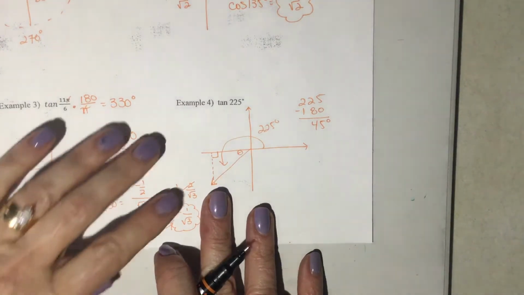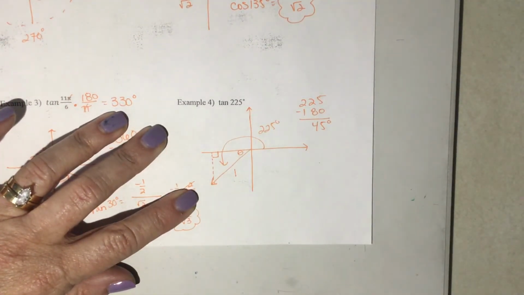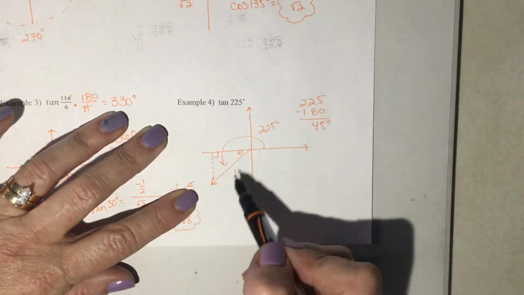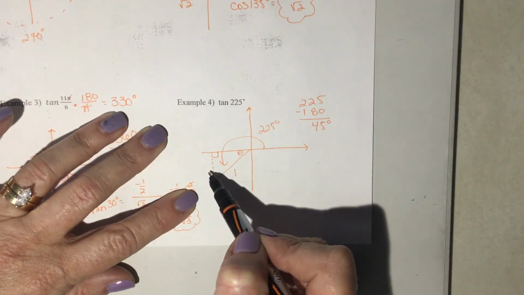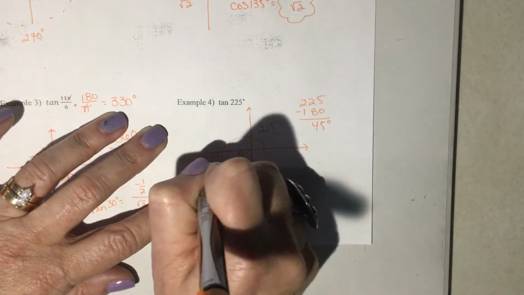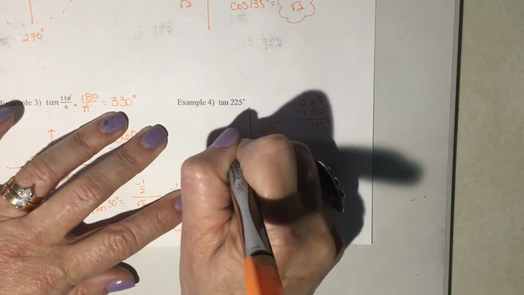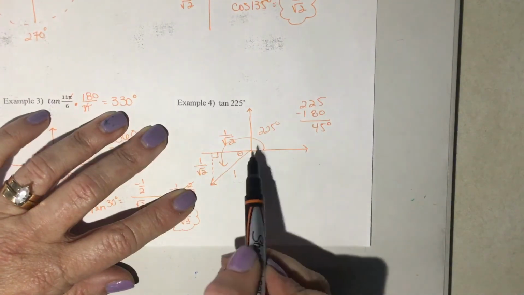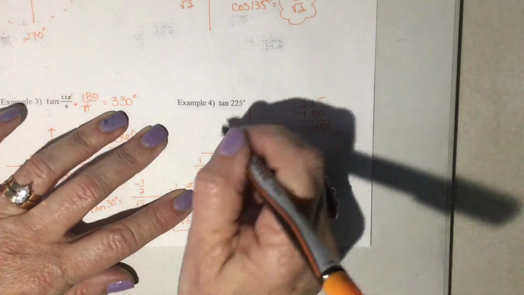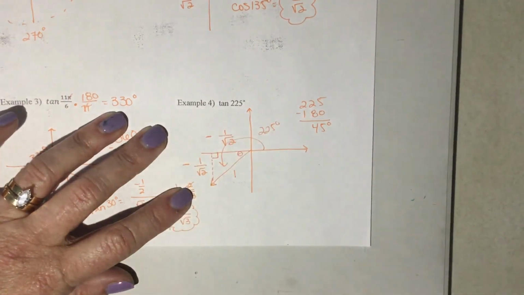So looking at my side measurements, my hypotenuse is 1. And on a 45-45, hypotenuse to the side, I divide by square root of 2. And because it's a 45-45, both of those side lengths are the same. And I'm going to the left on the x, that means negative. And I'm going down on the y, so that in itself is negative.